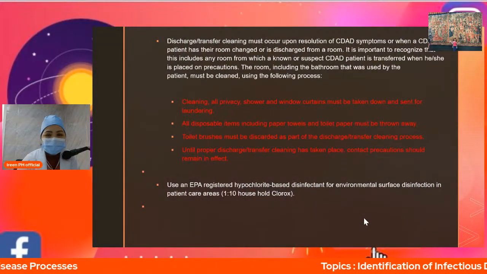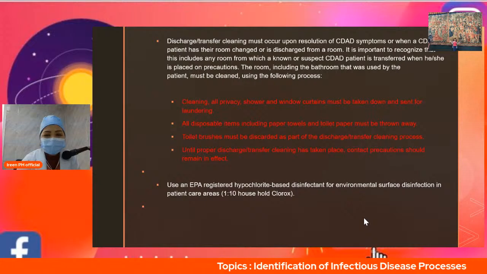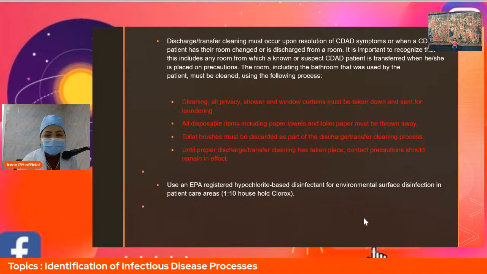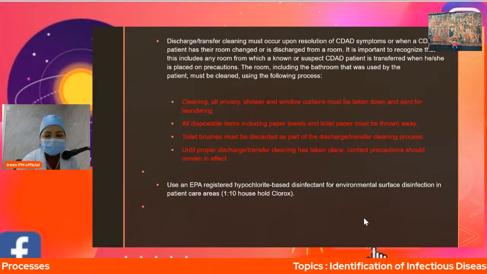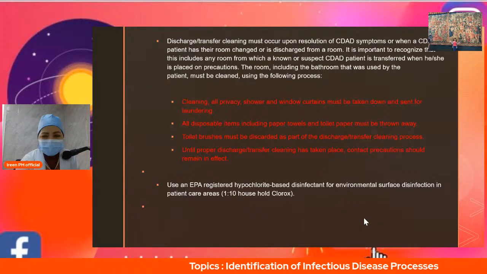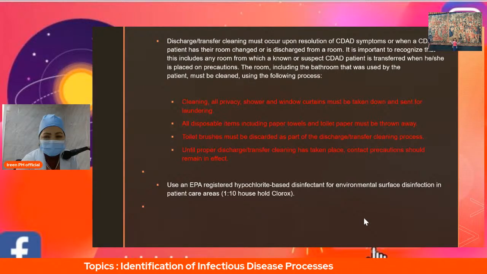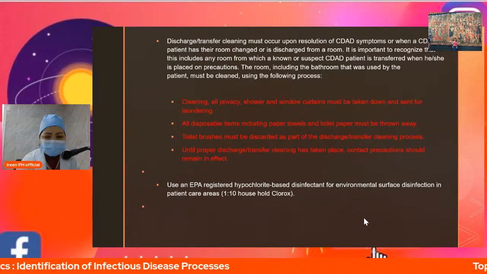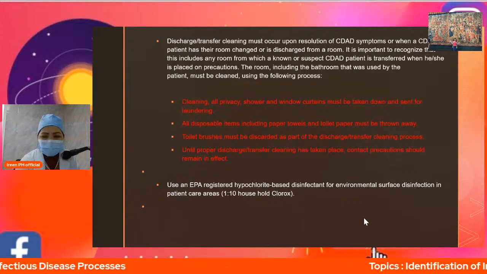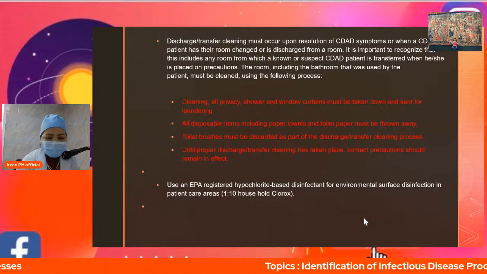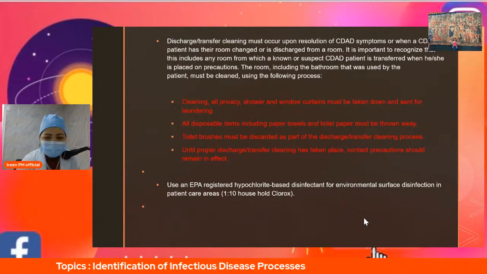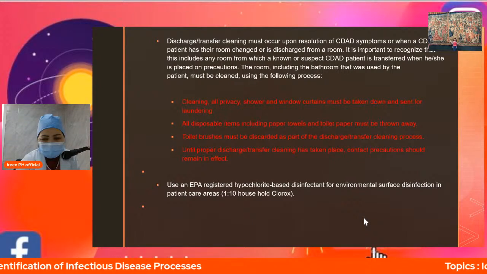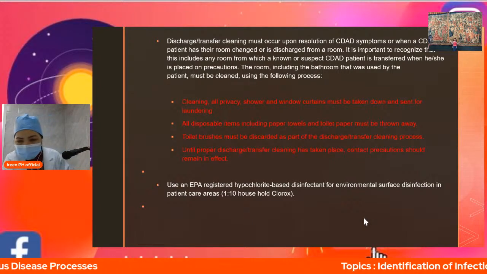Discharge transfer cleaning must occur upon resolution of CDAD symptoms, or when the CDAD patient has the room changed or is discharged from a room. For cleaning, privacy, shower and window curtains must be taken down and sent for laundering. All disposable items, including paper towels and toilet paper, and toilet brushes must be discarded as part of the discharge transfer cleaning process.